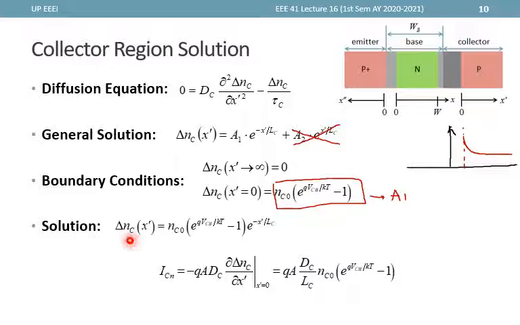Next, we get the current component associated with the excess electron concentration at the edge of the junction, or at the edge of the depletion region. So minus QADC, derivative of delta NC with respect to x prime evaluated at x prime equal to 0, is simply equal to this one, which is very similar in form to the previous one, although DE became DC, LE became LC, and NE naught became NC naught, and now we are in terms of VCB. Since the collector is the P side, the base is the N side.